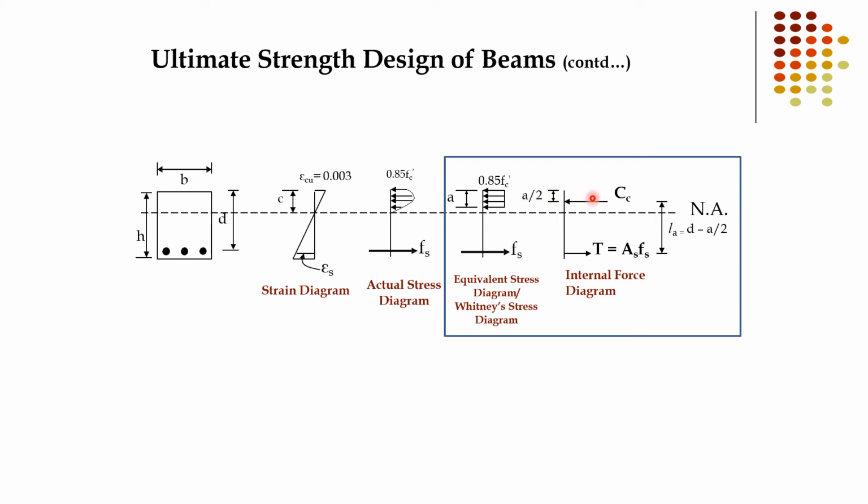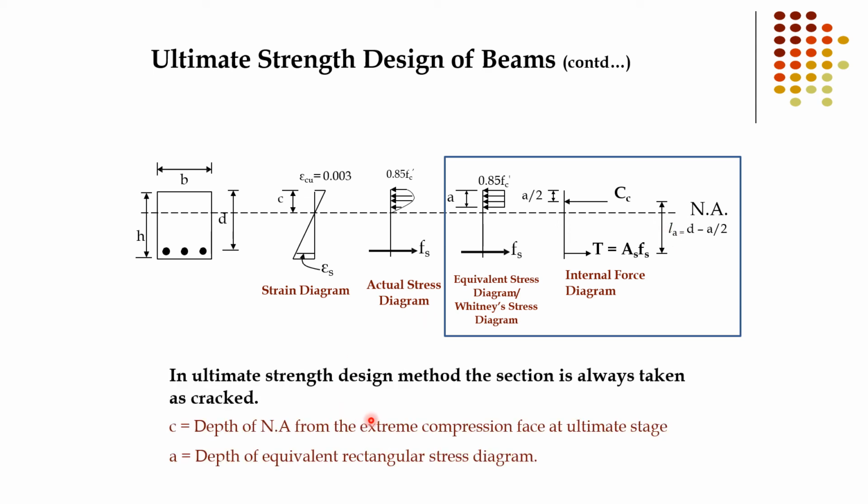Now the lever arm will be LA equals D minus A by 2. Okay, LA, I have calculated the lever arm. D is the effective depth. The centroid where the compressive force is acting is at A by 2. So I have just subtracted, D minus A by 2. The remaining distance will be the lever arm.